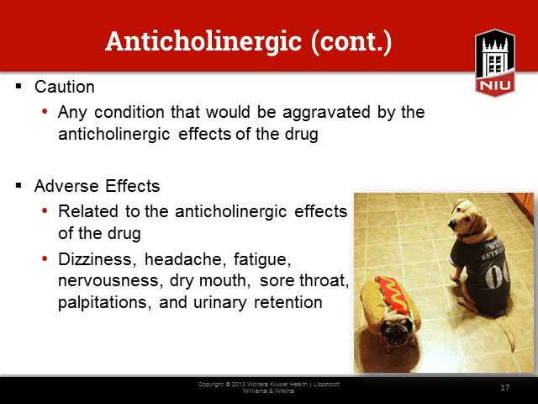We need to use caution with any condition that could be aggravated by anticholinergic effects of the drug. Adverse effects include anticholinergic effects such as dizziness, headache, fatigue, nervousness, dry mouth, sore throat, palpitations, urinary retention. Have to watch for glaucoma as well.